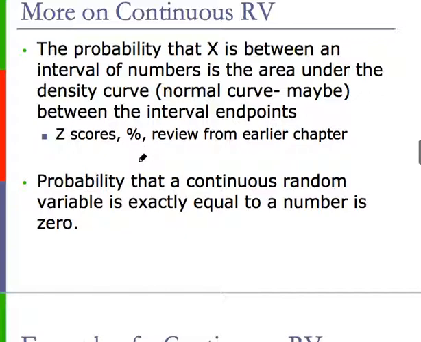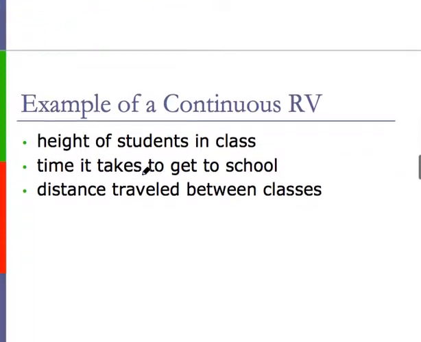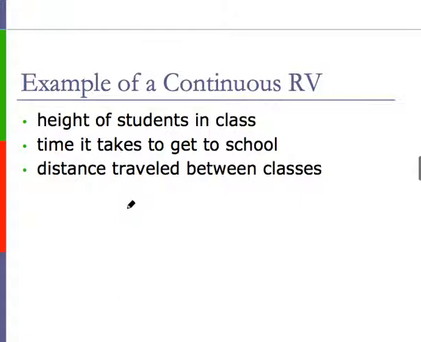So remember, the probability that a continuous random variable is exactly equal to a number is 0. It's not going to be exactly a number. It's a value that is going to be around a range, but it's not going to be exactly on one number. So an example would be the heights of the students in the class. The time it takes to get to school is going to change. The distance traveled between classes, you could take a different route. It's going to be a little bit different every single time you do it. So that's how we define a continuous random variable.